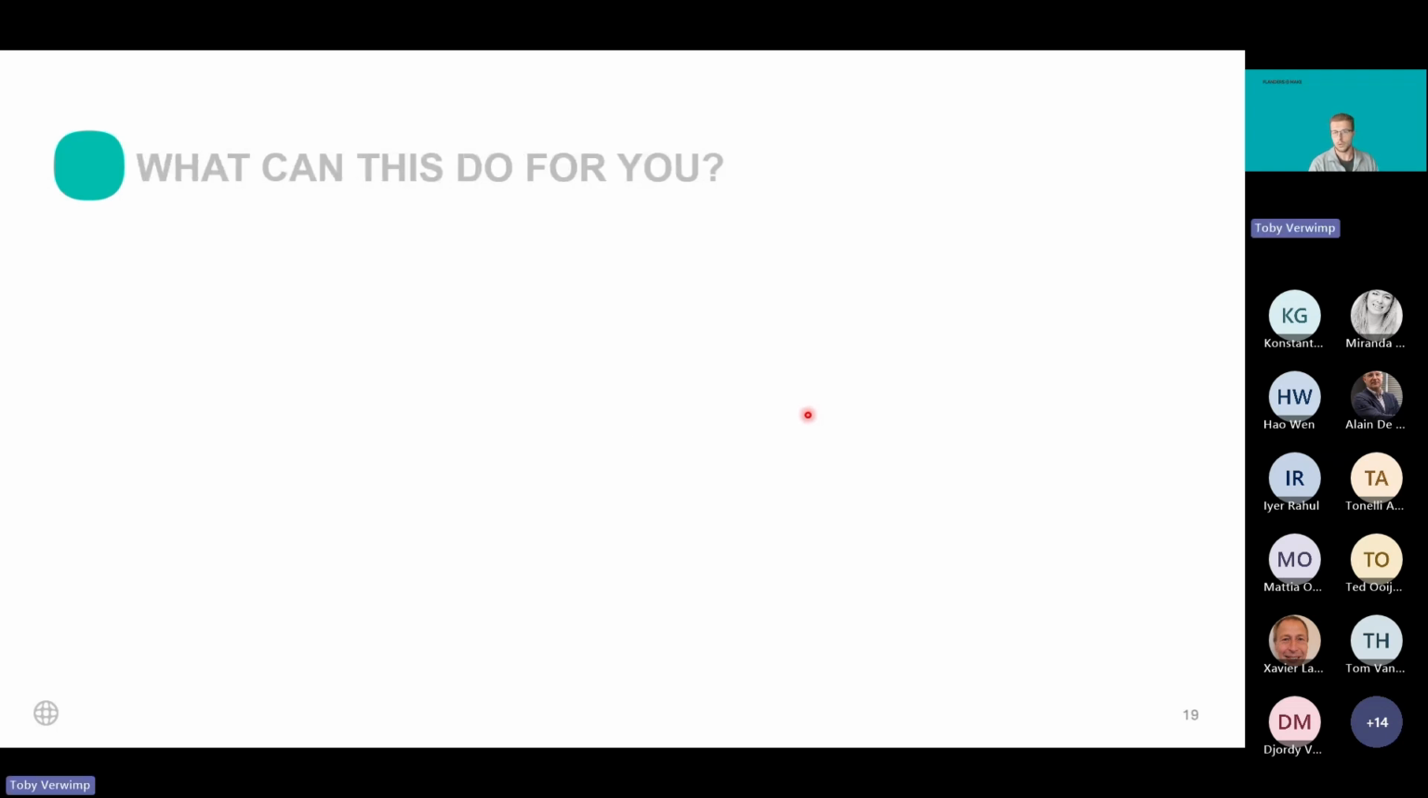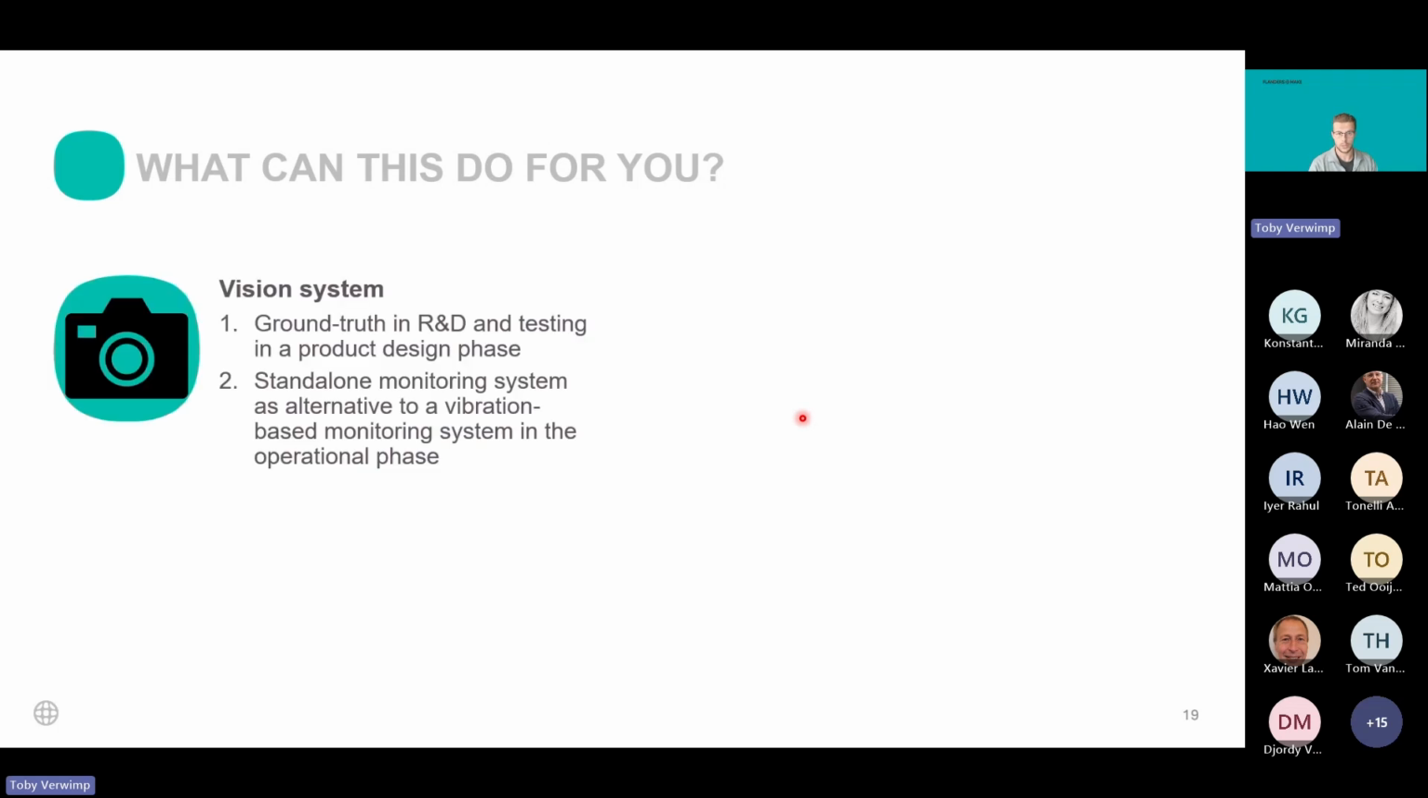But so what can this do for you? So the vision system developed here can be used as a ground truth in R&D and testing in a product design phase. And it can also be used as a standalone monitoring system as an alternative to the traditional vibration-based monitoring systems.